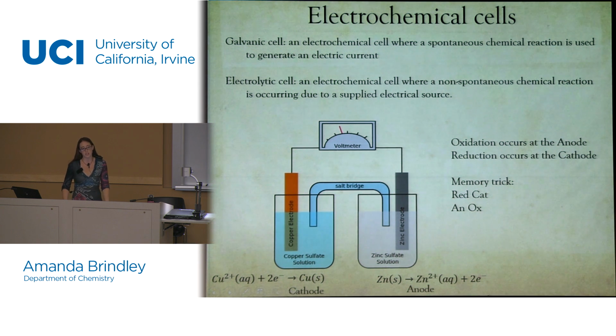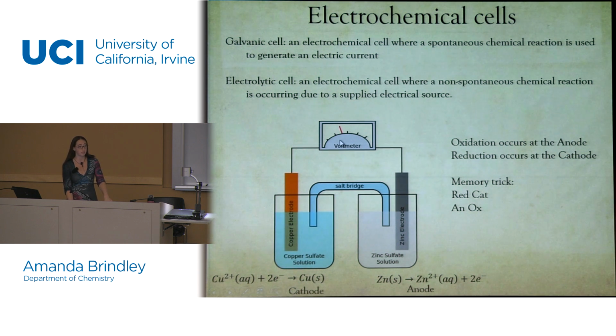So which one has electrons as a product? Zinc, right? It's losing its electrons. It's the anode. It's the oxidation. So the electrons over here that are released from this go through the wire. They do whatever we want them to do.